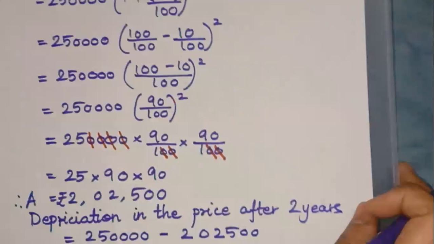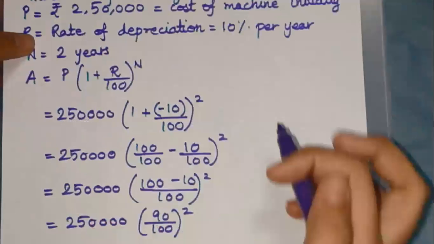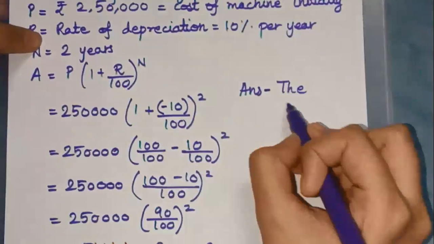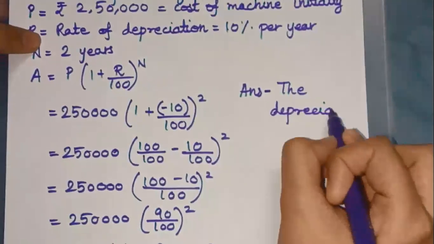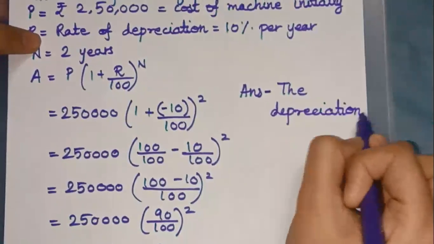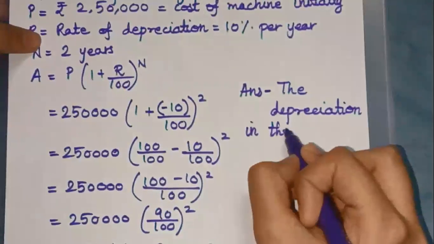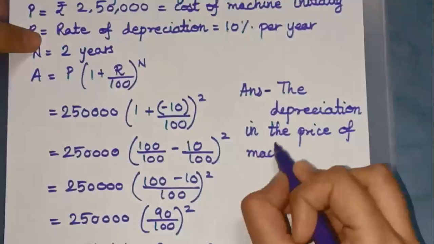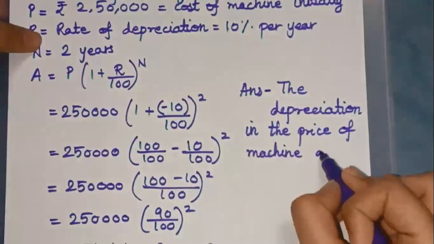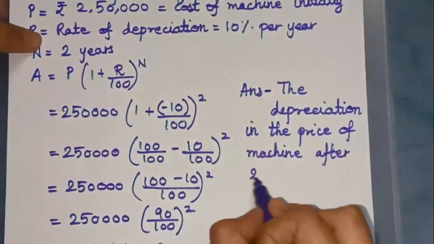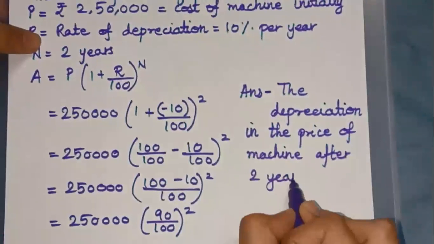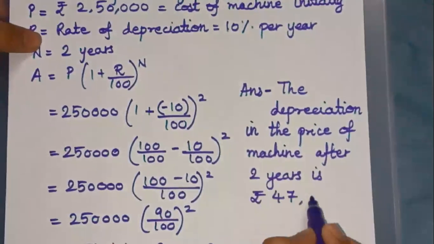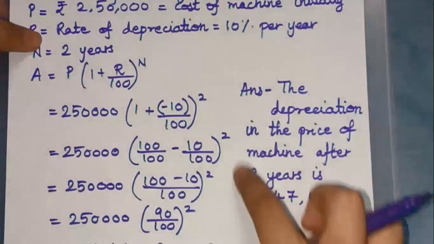So the final statement that you're going to write down is: the depreciation in the price of machine after 2 years is rupees 47,500. This is your final statement.